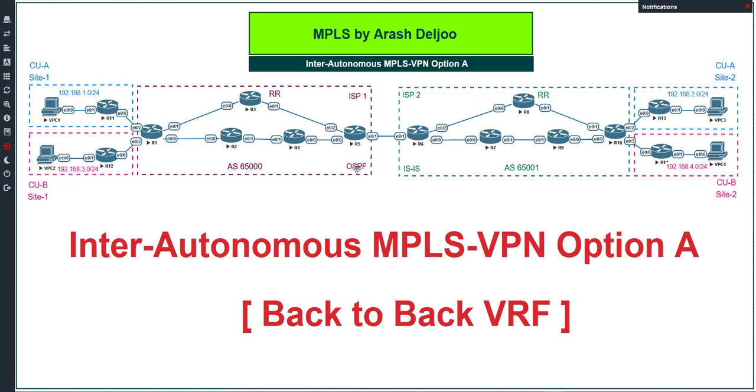AS65000 ISP1, the OSPF routing protocol, and in ISP2 I use IS-IS, because I want to give you the ability to configure multiple types of scenarios.